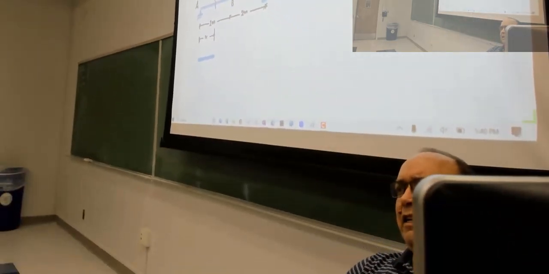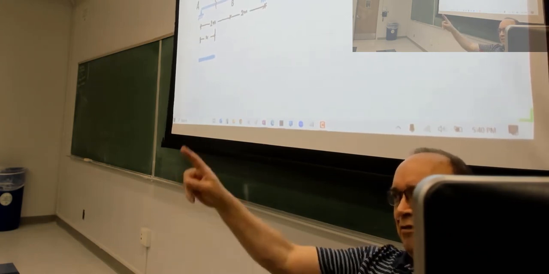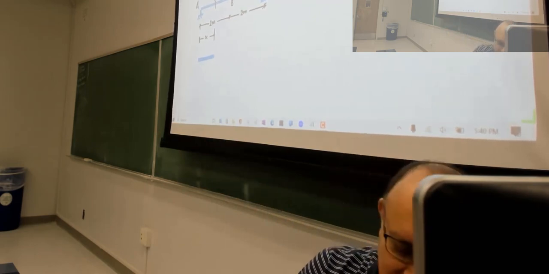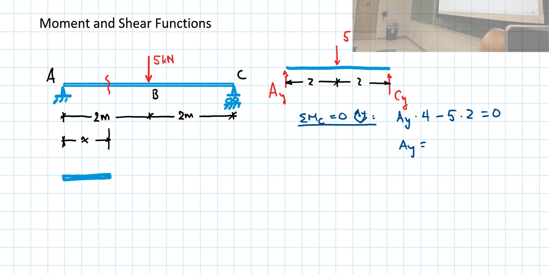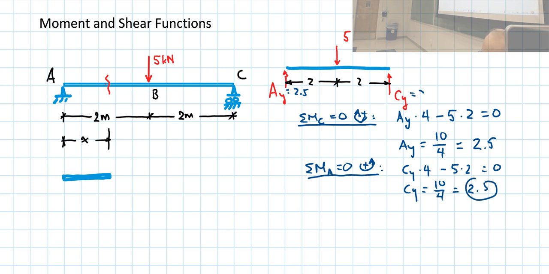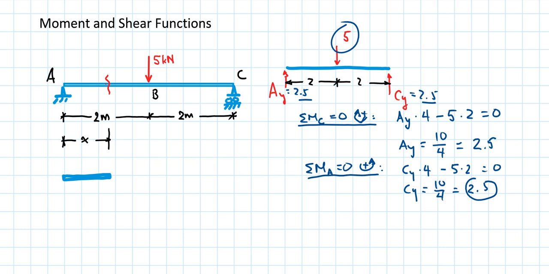If you don't see it, you make summation of moments about this point, then you have Ay times 4 minus 5 times 2, and you solve for Ay. Do you need to do that? Anybody needs? No? You know it? Yeah, really? Okay, let's do it really quickly. So we have here our Ay. So now we can come here and put this value for Ay here, 2.5. That will be the reaction here, right?